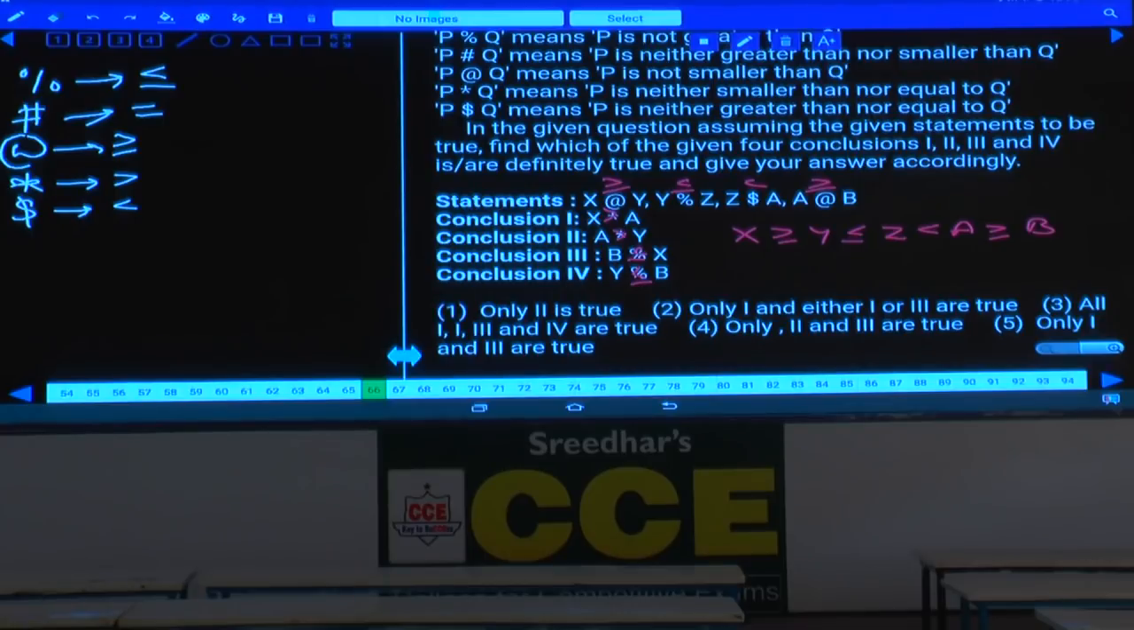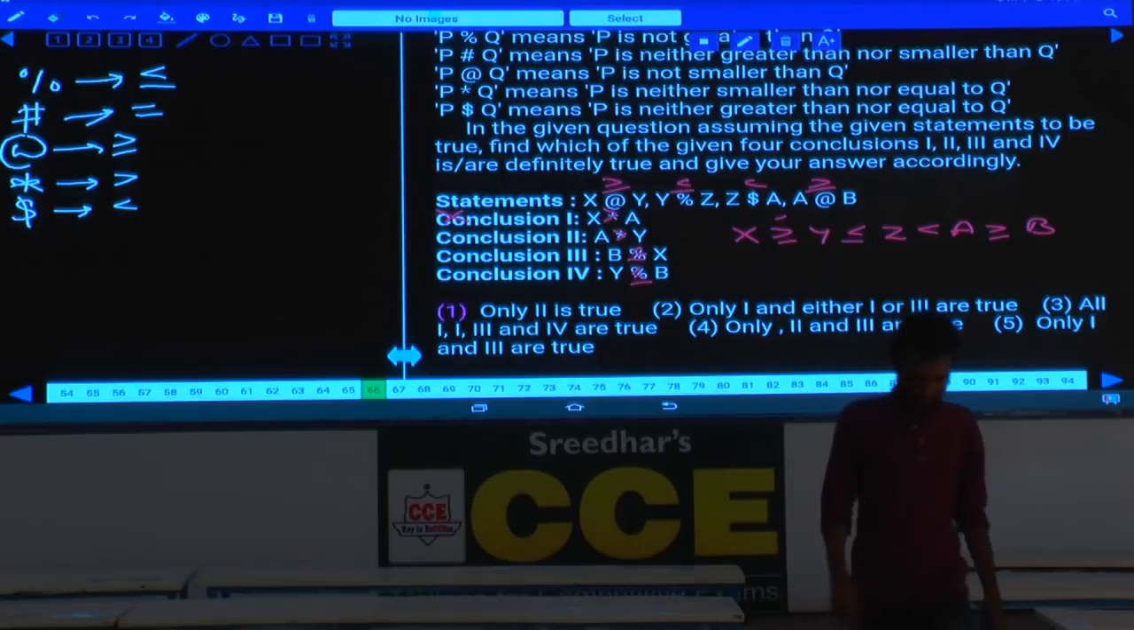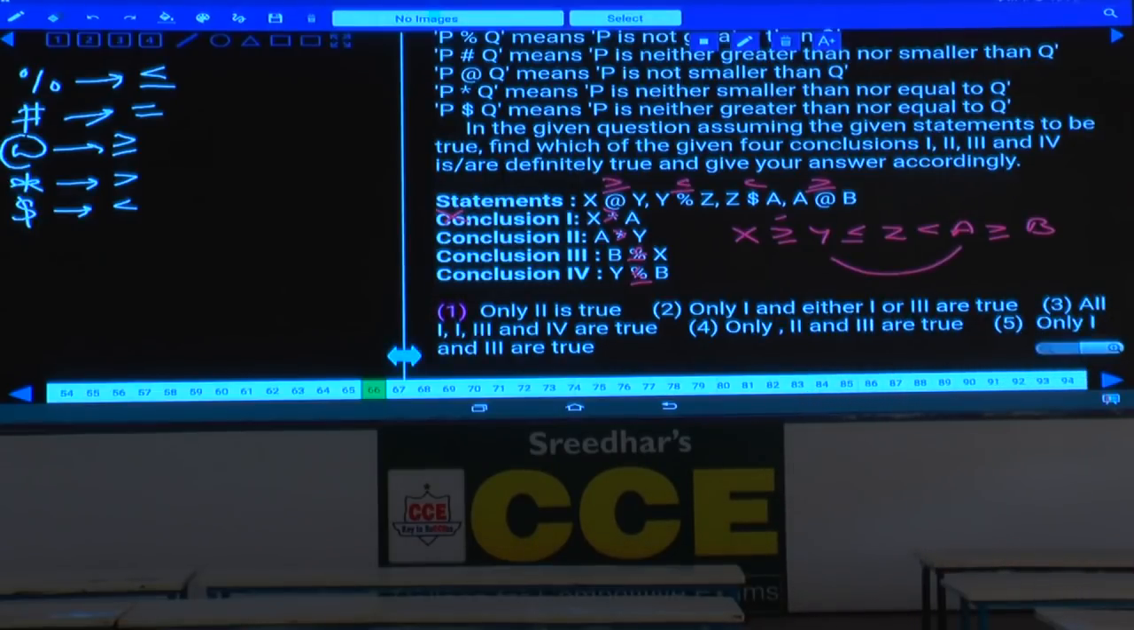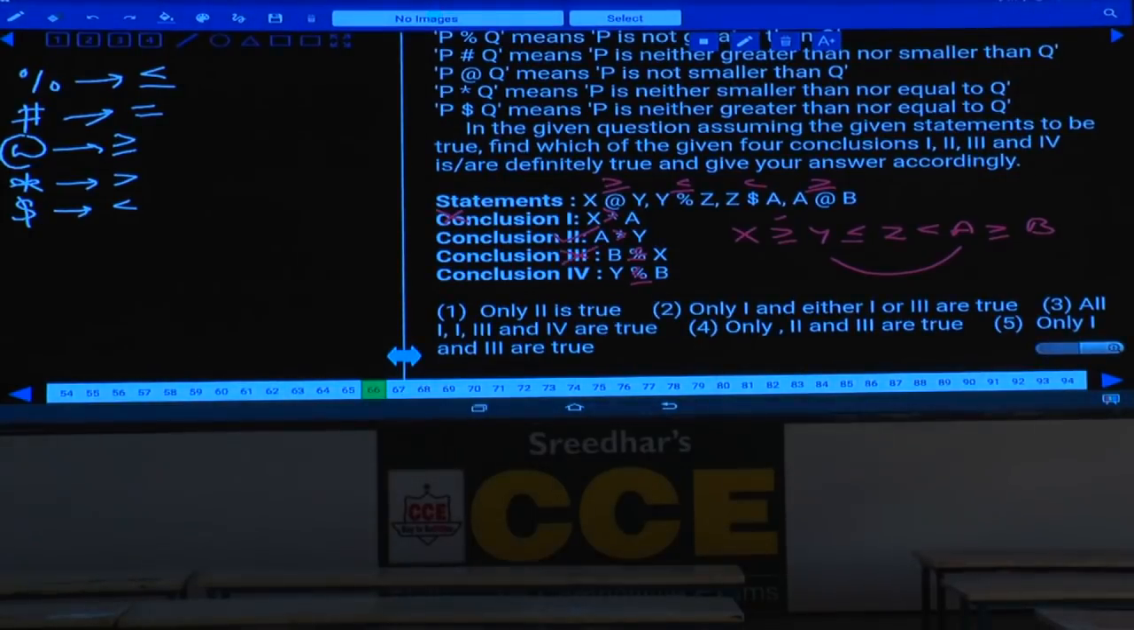Then the first one, x greater than a. Between x and a, there is one greater than, one lesser than, hence conclusion 1 does not follow. Conclusion 2, a greater than y. Y is here, a is here, and between these two, which symbol is common? Lesser than or equals to, lesser than, hence y lesser than a, that means a greater than y, definitely true. Then the third one, b lesser than or equals to x. The relation between b and x has two opposite symbols, hence no conclusion can be drawn.